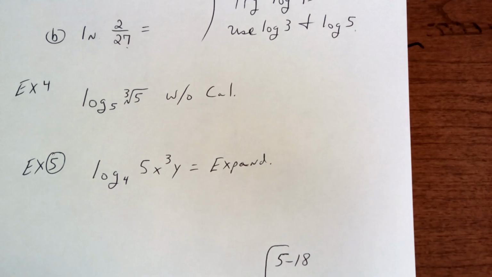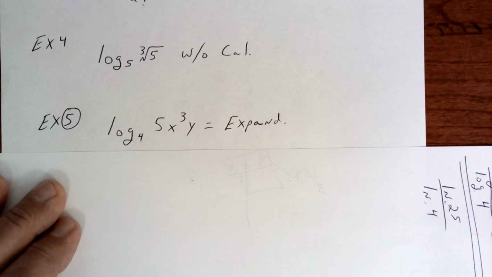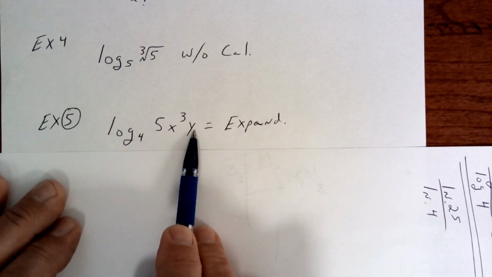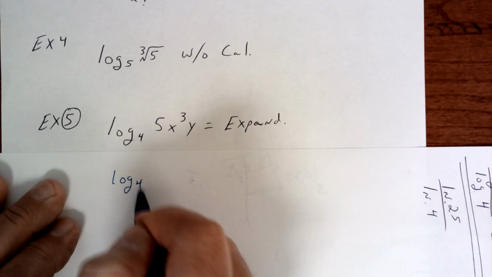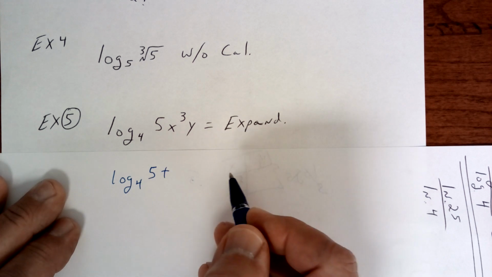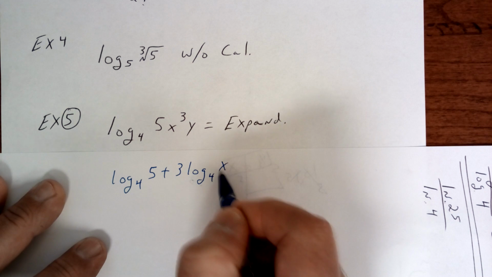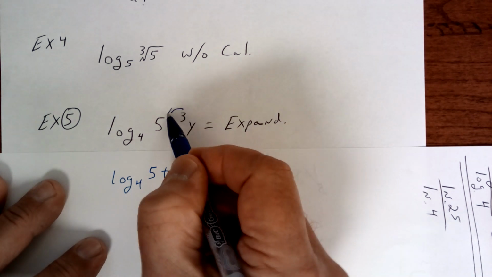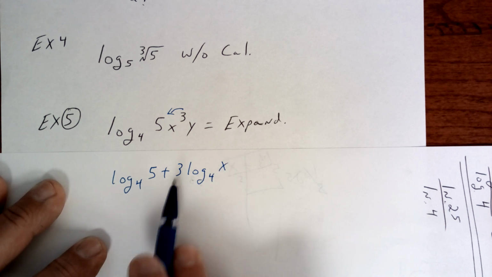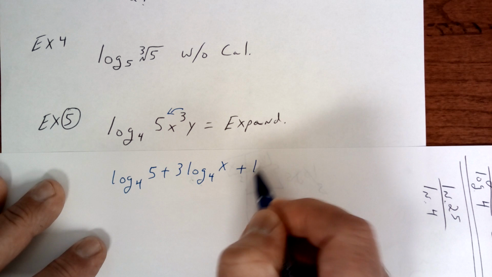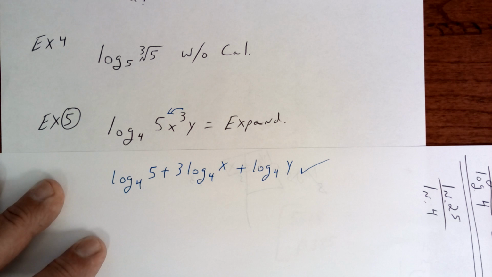All right, one more. We want to expand this one. Copy that down. So your base is 4, and you're multiplying all 3 of these. And when you multiply, you add. So I would say the log base 4 of 5 plus 3 times the log base 4 of x. And what I did there is I moved the 3 in front. The 3 was up here, and I moved it up front. And then plus the log base 4 of y. And that's how you expand it out. And that's it. It's really not that bad.